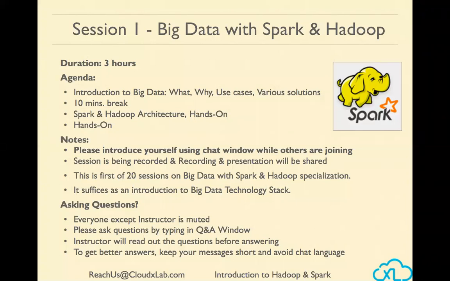This is the first of 20 sessions on big data with Hadoop and Spark. Though this course is going to be on big data with Spark, the second session will focus on Spark. This session helps you understand the big data technology stack. So if you're just looking for understanding what big data is and how Hadoop and Spark and the whole ecosystem are related, probably this session will be very useful to you.